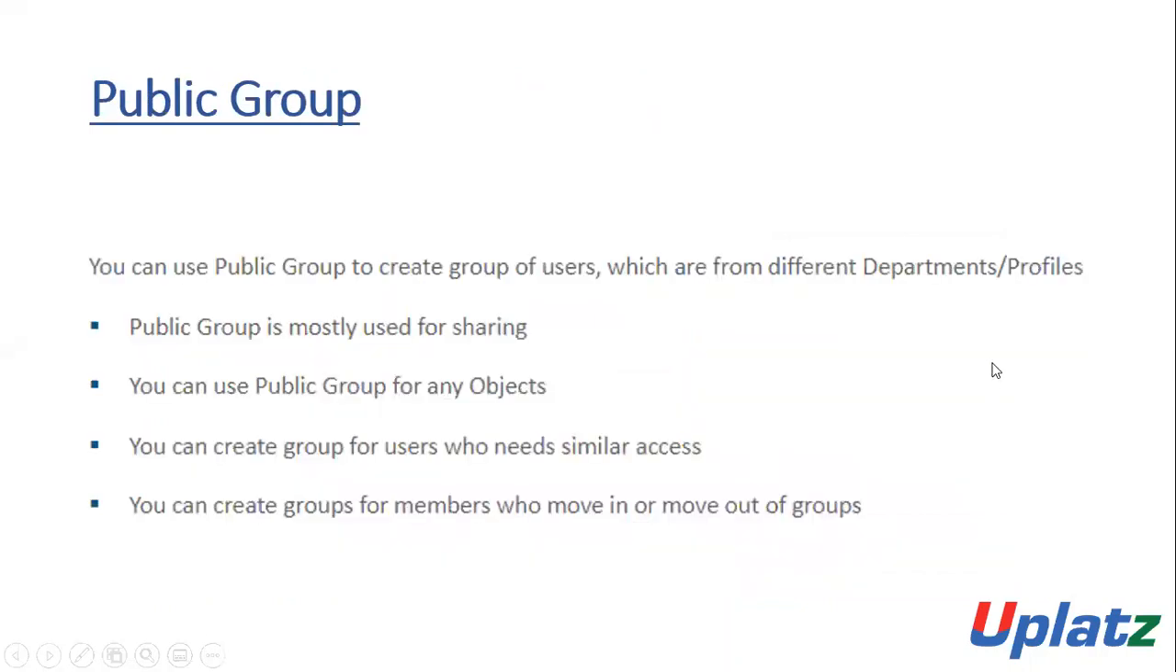Public groups. You can use a public group to create groups of users from different departments and profiles. Public group is mostly used for sharing. You can use public groups for any objects. You can create groups for users who need similar access. You can create groups for members who move in or move out of groups. So a group is nothing but a list of users.